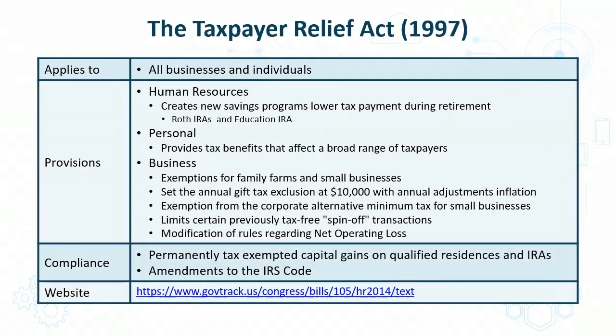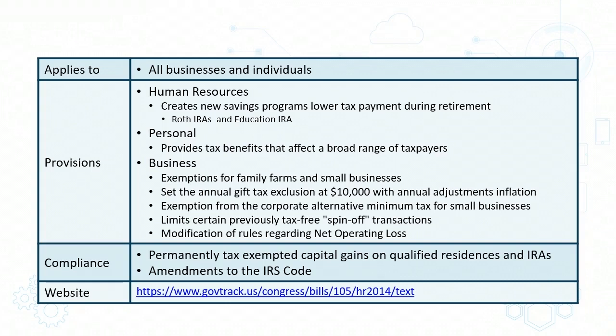Congress wanted to give taxpayers a couple of ways to lower their tax payments during retirement, so the Taxpayer Relief Act of 1997 was passed to create new savings programs called Roth IRAs and Education IRAs. Many individuals were to achieve a better tax position through these tools. Under this act, both small business and corporations benefit from increased exemptions and rule modifications to provide tax advantages.